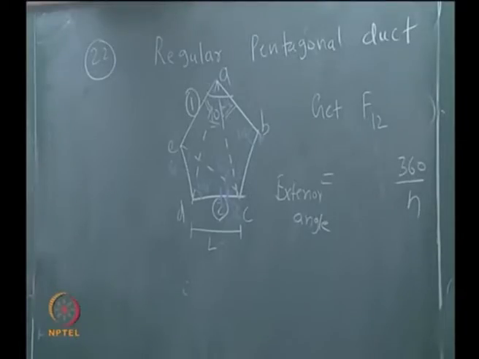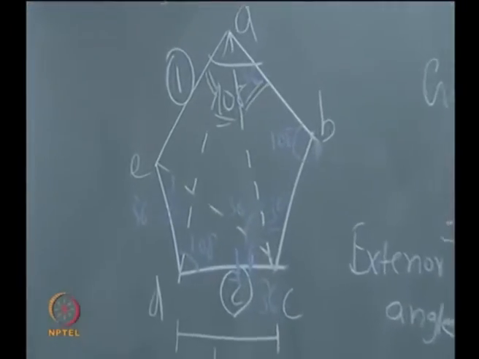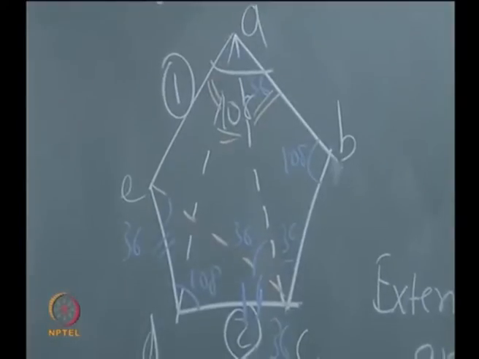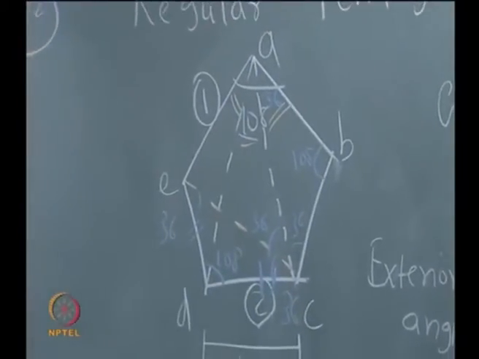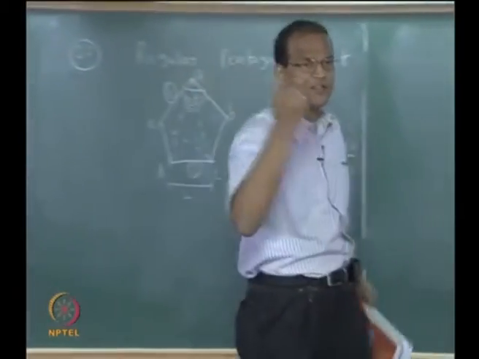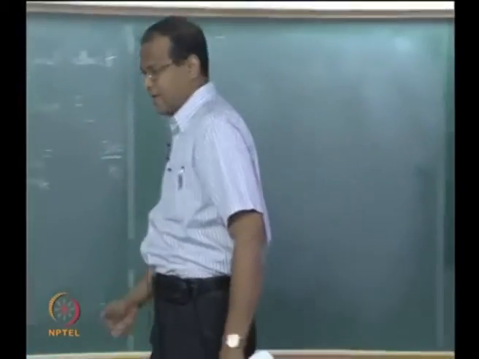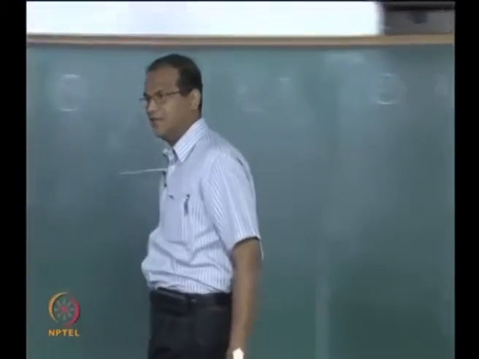Vinay, got it? Answer F12 equal to? Sin 54 minus half. I got 0.31. What is the answer? Right. Correct. 0.309 is the right answer. Now we will do it. Did you use this Hottel's crossed string? Yes. Correct. So you have to use the Hottel's crossed string. That's why I gave this problem after the Hottel's crossed string.